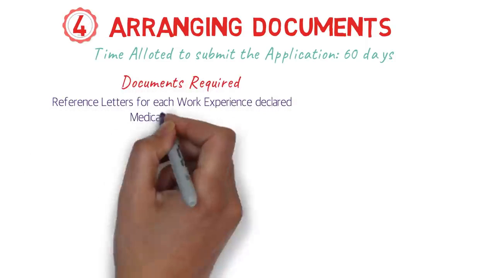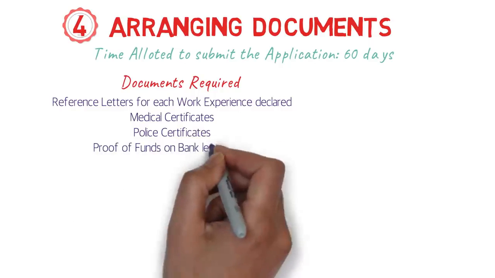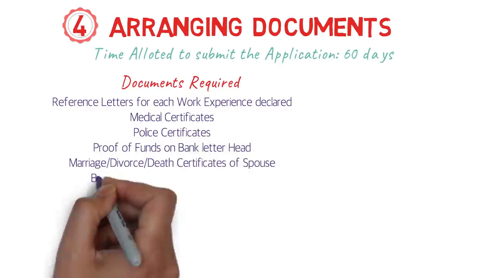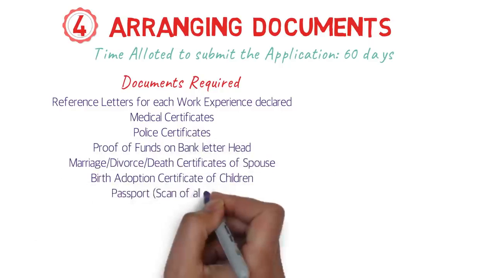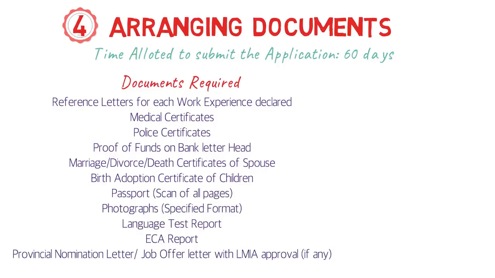Reference letters for each work experience declared, medical certificates, police certificates, proof of funds on bank letterhead, marriage, divorce, or death certificate of spouse, whichever applicable, birth or adoption certificate of children, passport scan of all pages, photographs in the specified format, language test report, your ECA report, and if you've got the provincial nomination letter or the job offer letter, then with the LMIA approval, you need that as well.